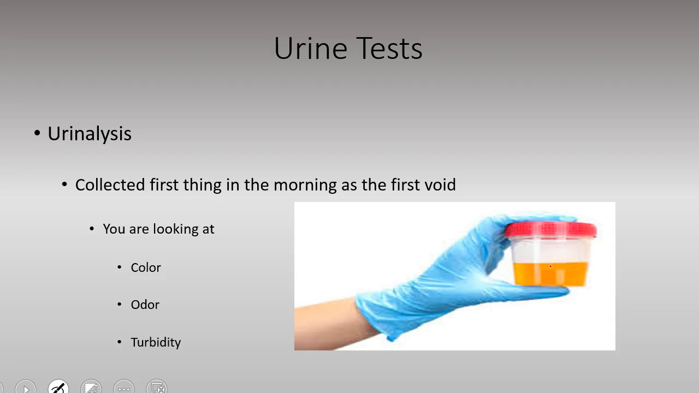So the next test is going to be urine. We have a urinalysis. This is collecting of urine, and it can be first thing in the morning. Usually it's your first void. And what you're looking at is the color, odor, and turbidity. So you're looking at the urine itself. Is it clear? Is it cloudy? Does it have sediment in it? Is it too dark of a yellow? Or is it too light of a yellow? Is it amber? Is it blood tinged? I mean, there's a million different descriptions of urine.